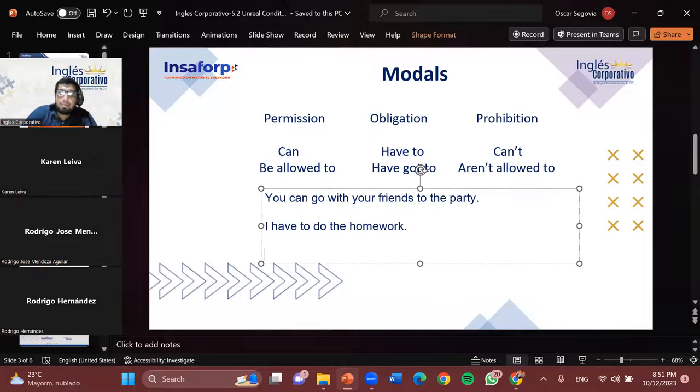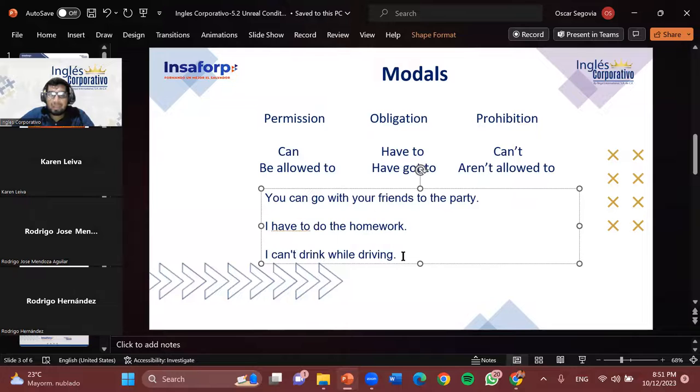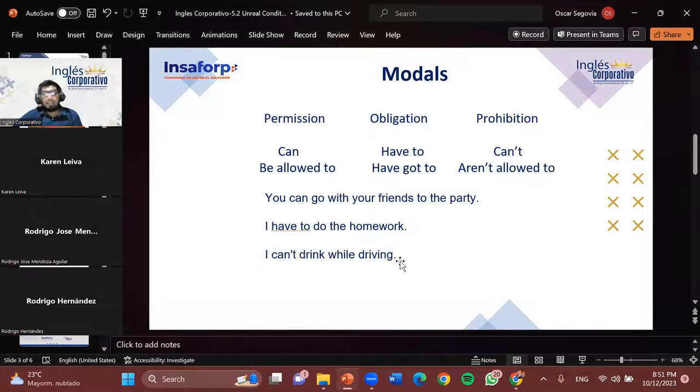Very good. How about for prohibition? In prohibition, I can't drink while driving. Okay, good. Now, there is one thing that I forgot to mention with this, because it can sound tricky, okay? If you're having a conversation with friends, and you say, I can't drink while driving, because of the regular meaning for the verb can, it may sound as if you do not have the ability to drink and drive.